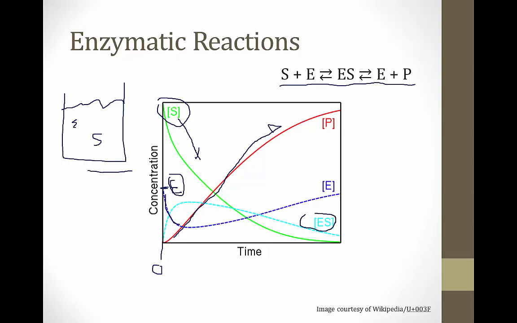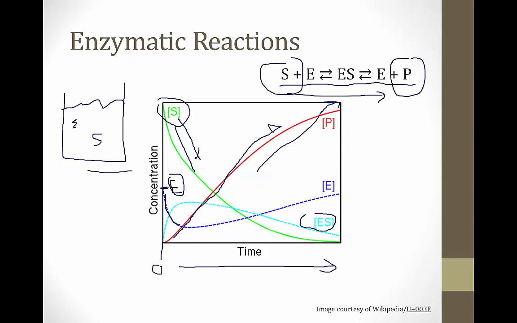But the bottom line is, as time goes on right here, you see the substrate level fall and the product P level rise, and that should make sense to you because this reaction is just proceeding from left to right. The substrate is going away and the product P is being formed.